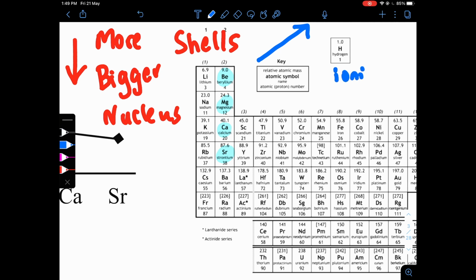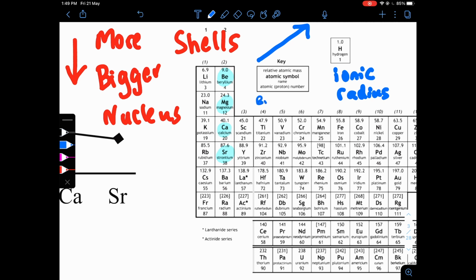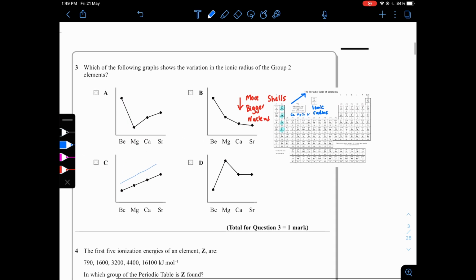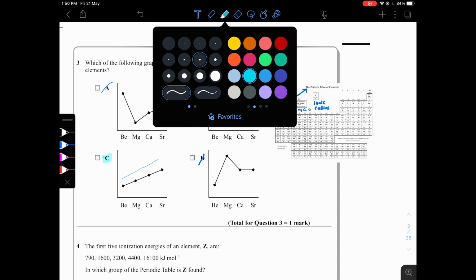So if I write this as ionic radius, we should see an increase. We should see Be, Mg, Ca, and Sr, with an increase in the ionic radius. So let's see which graph corresponds to what we have just described. It's not A because it goes down, so we can cancel A. It's not B because it's going down. That's not what we want. It's not D either. So the only one that correlates is C. C is our answer because it linearly increases, and that's what we want.